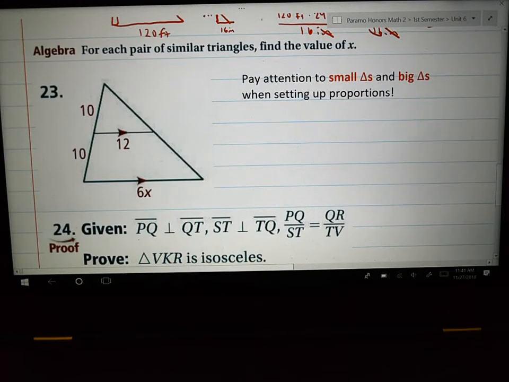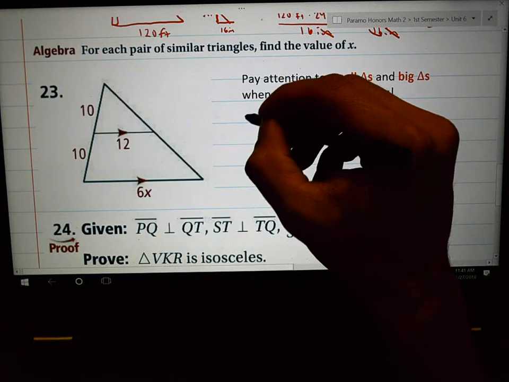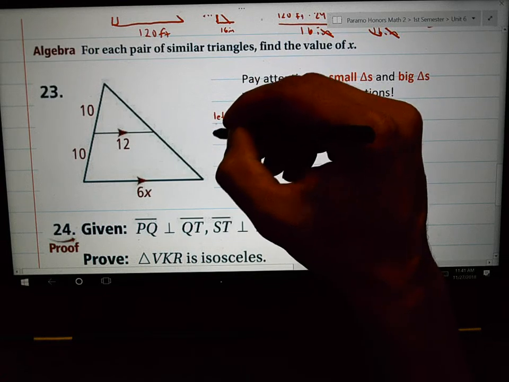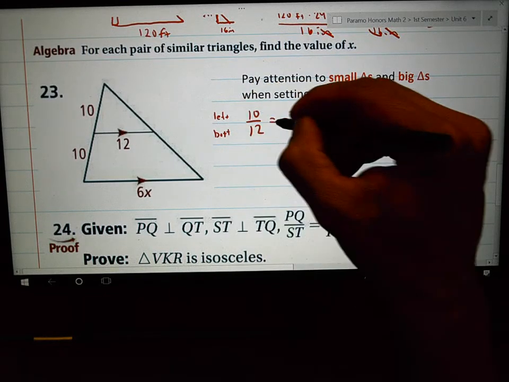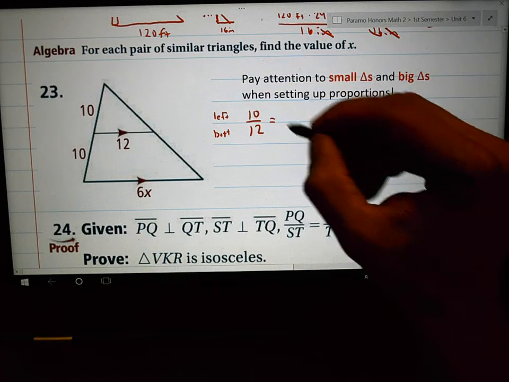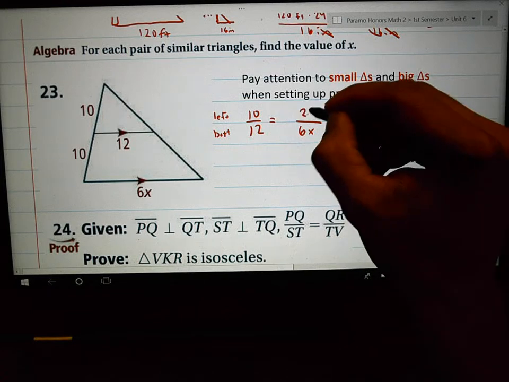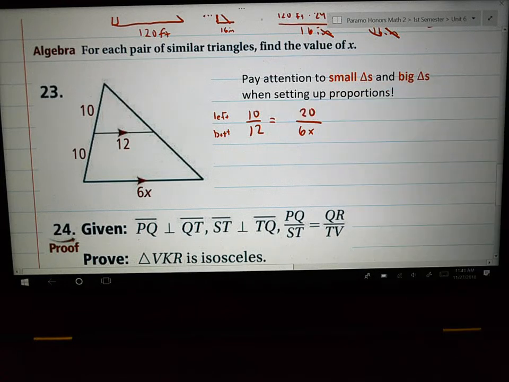Number 23. Got another little side note on 23. Pay attention to small triangles and big triangles when setting up proportions. So here we go. We have a small triangle, 10 over 12. Left side, bottom, equals, what's the left side and the bottom? I know the bottom is 6x, but what's the left side going to be? 20. They're trying to trick some of you. Some of you will fall for it, and you'll only put the 10 that's there. But the full left side is a distance of 20. Keep that in mind. That's how they try to trick you.